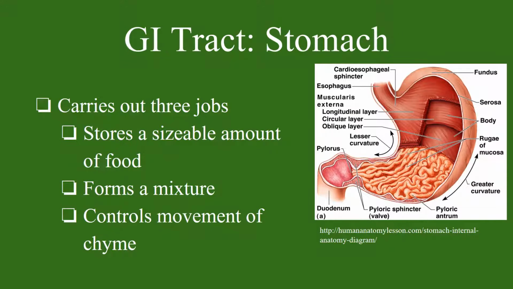The stomach carries out 3 jobs. It stores a sizable amount of food until it can be processed, forms a mixture of food and gastric secretion, which becomes a semi-liquid blend called chyme, and controls movement of the chyme into the small intestine at a rate suitable for proper digestion and absorption by the small intestine.